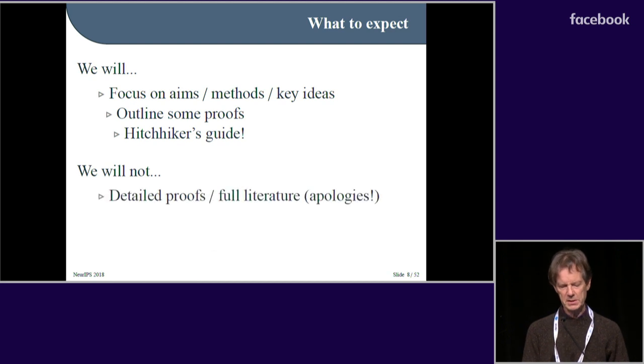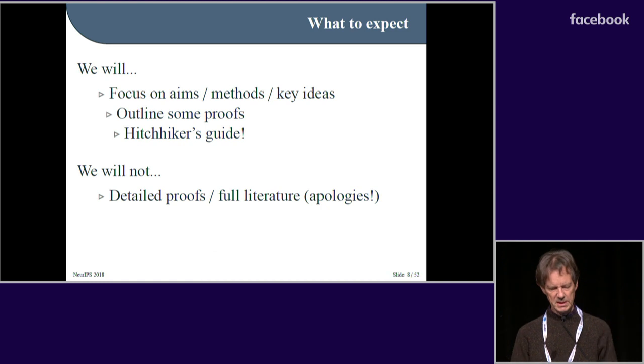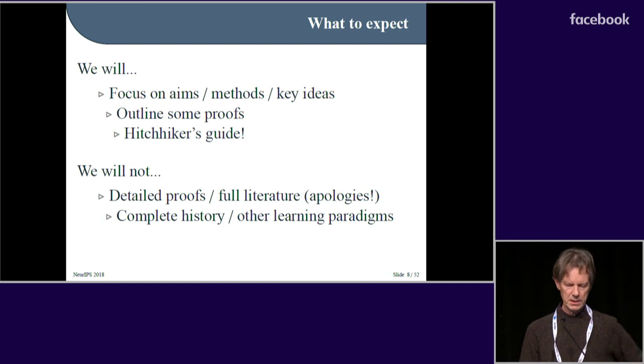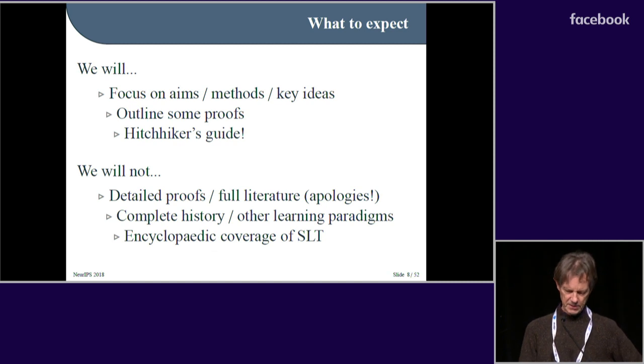What we will not be doing is giving detailed proofs or a full literature review, and I can apologize right away to the many, many papers we will fail to reference. We've given a short bibliography at the end, but it is not even remotely attempting to be comprehensive. So please accept my apologies if your papers are not included. We've tried to at least give some starting references for people to link to. We're certainly not going to aim at a complete history, and we're focusing down onto a particular learning paradigm. We will allude to others, but the main focus will be this statistical learning approach. But we're not going to give an encyclopedic coverage of statistical learning theory. So those are just the caveats.